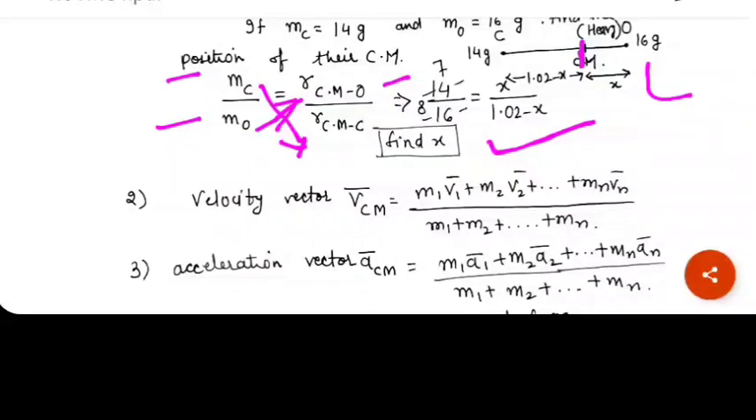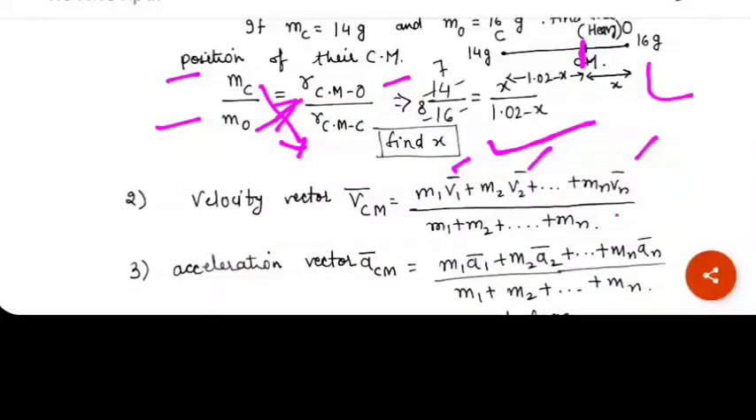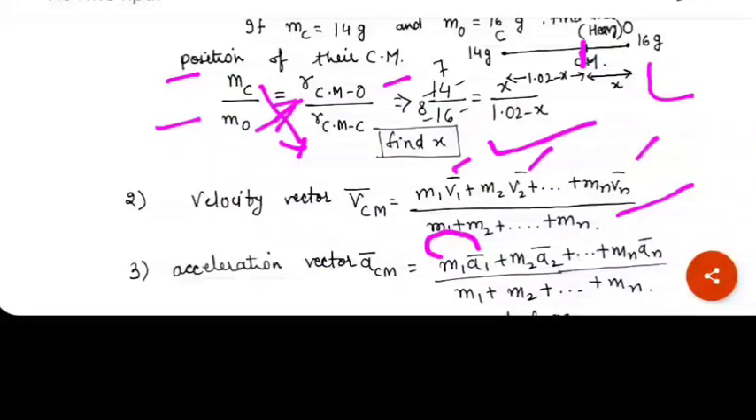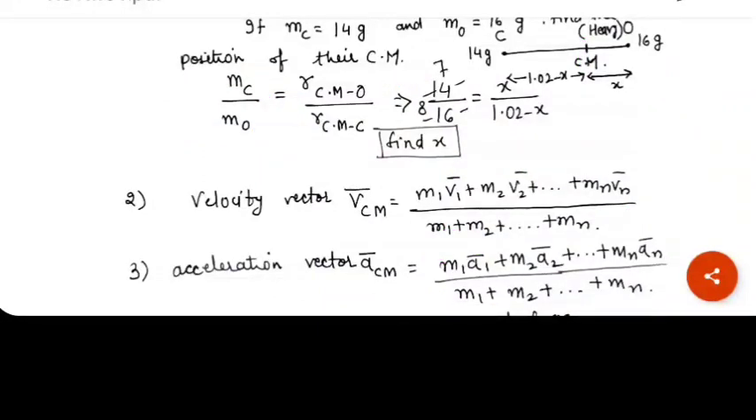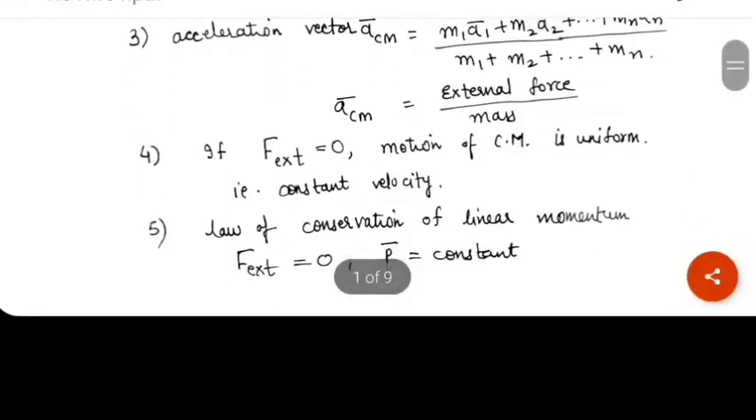In a similar way, we can relate the velocity vector with the velocity of each particle divided by the total mass. In the same manner, we can have the acceleration vector with multiplication of mass with each acceleration divided by total mass. So, it is very easy to relate all masses with their respective parameters.